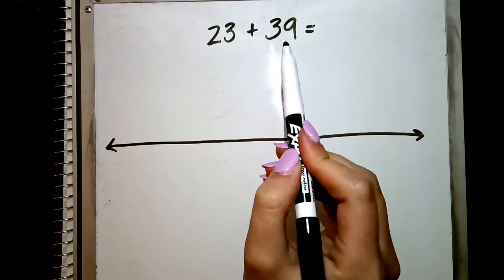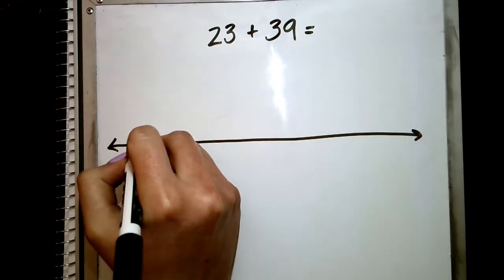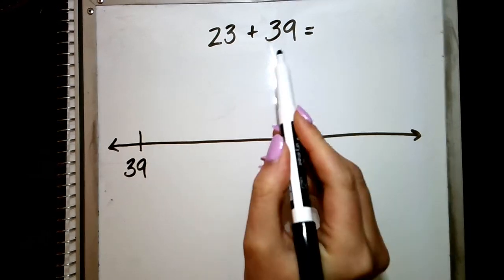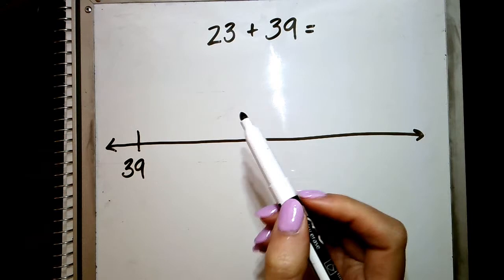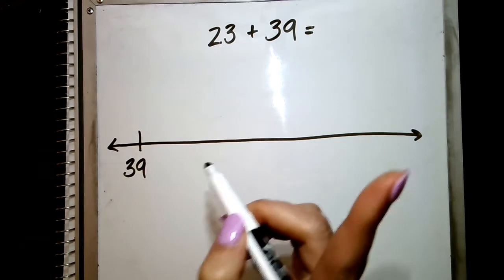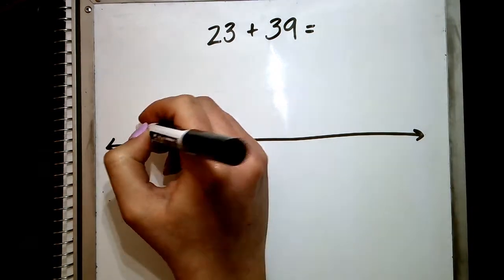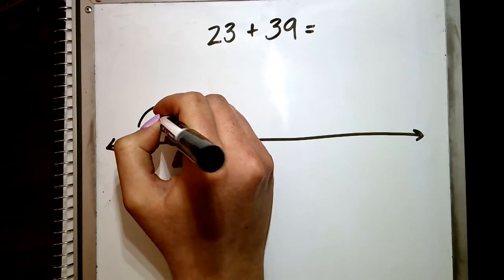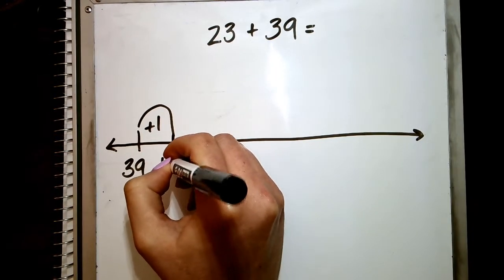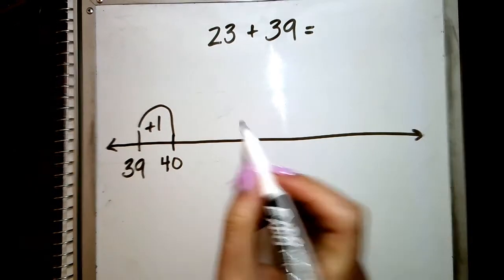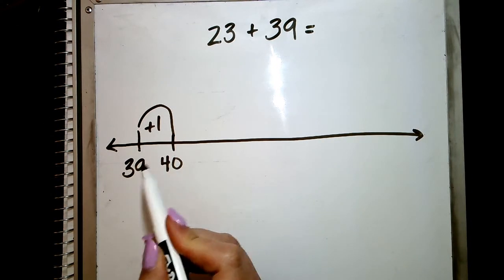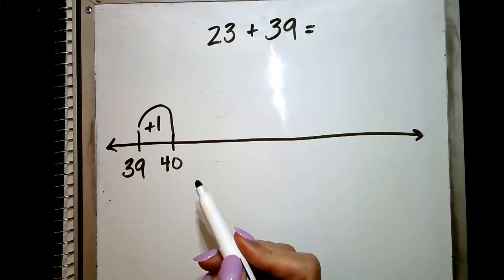So here's the first strategy I could use. I would probably start with 39 anyway, just because it's the bigger number. And what I can do is one jump of 1. The reason I'm going to do that is because one jump of 1 is going to put me at 40 on my number line. And from there, it's going to be a lot easier for me to add from 40 than it would be to add from 39.